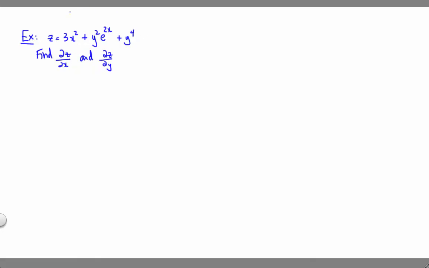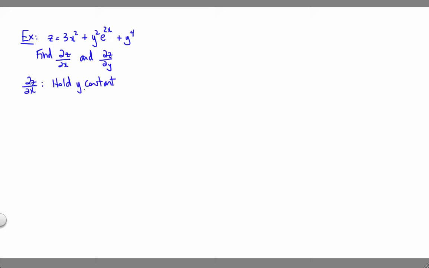So here's our first example. We've got z as a function of x and y. Geometrically, z is a surface in 3D. And we're going to find the two partial derivatives, ∂z/∂x and ∂z/∂y. So let's start with ∂z/∂x.